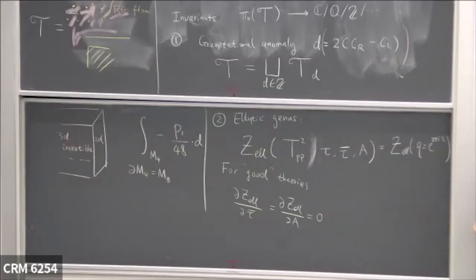So any other question? This asymmetry, that it depends on tau but not tau bar, is because it's (0,1)? Yeah, that's exactly right.